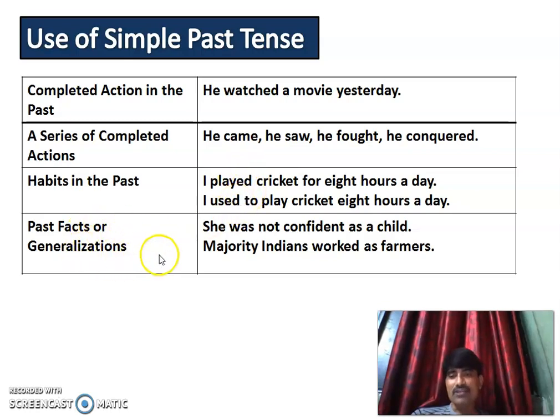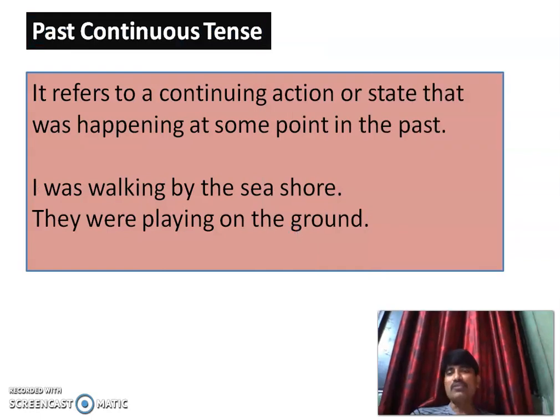Past facts or generalizations. She was not confident as a child. You know all your friends now. If they are grown up and you want to mention what their habits were in the past, you can mention them through this particular simple past tense. The next one is past continuous tense.